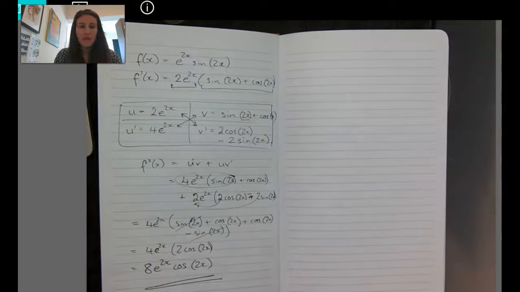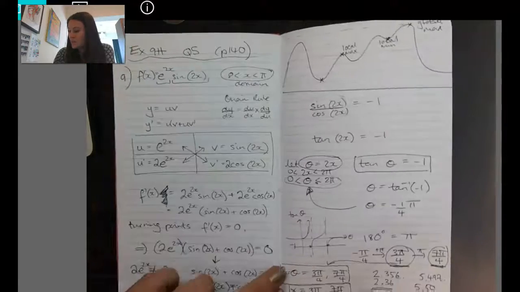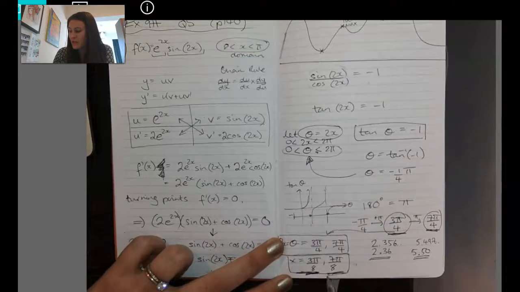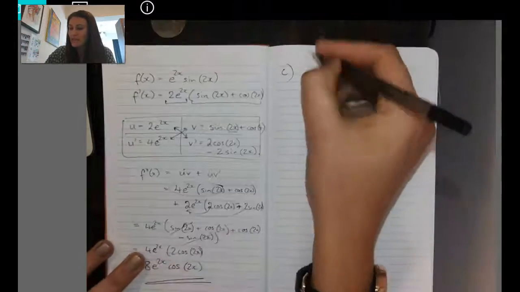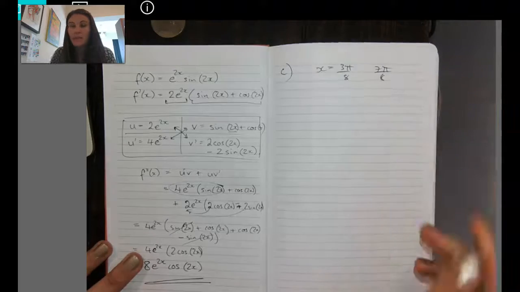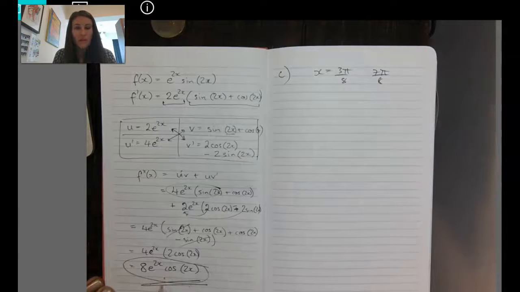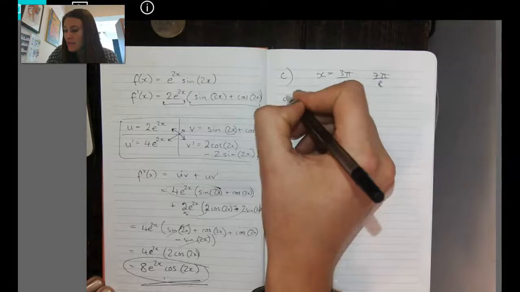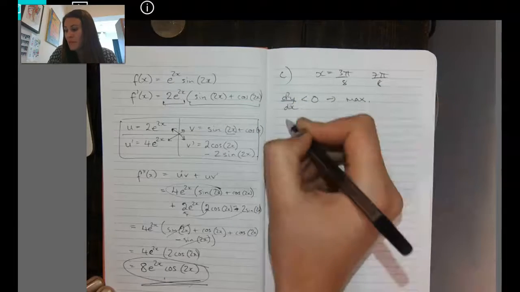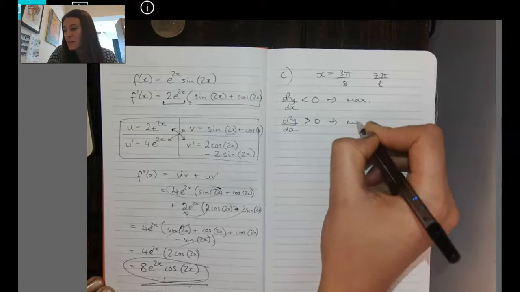So finally we're going to do part C, which is determining which are the maximum or minimum of these 2 points. So the 2 turning points that we found, 3 pi over 8 and 7 pi over 8, are they a maximum or are they a minimum? A local maximum or a local minimum. So the way we do that is we substitute them into our double derivative, and if the double derivative is negative, it's a local maximum, and if the double derivative is positive, it's a local minimum.